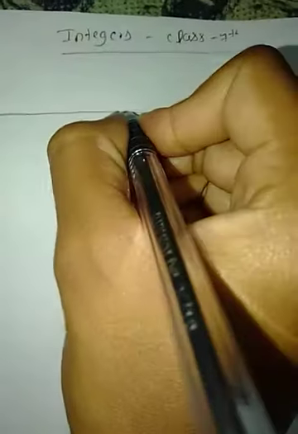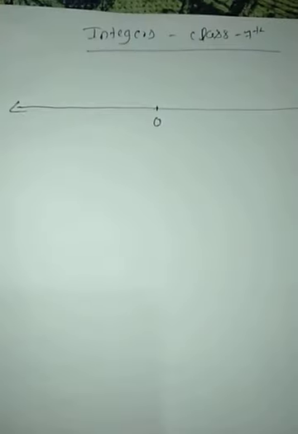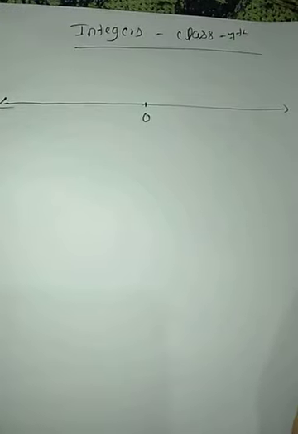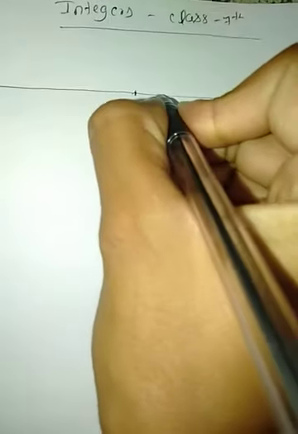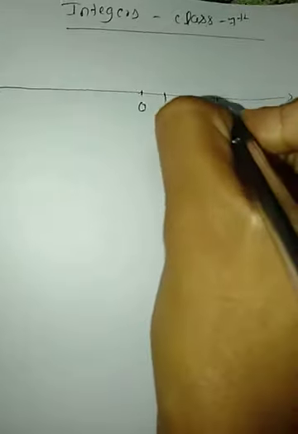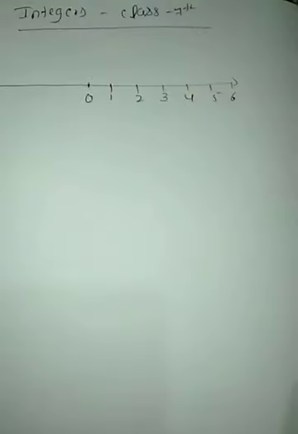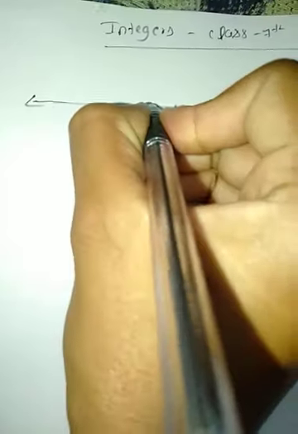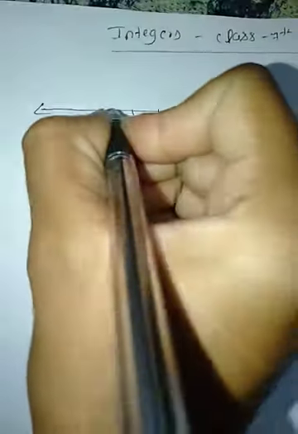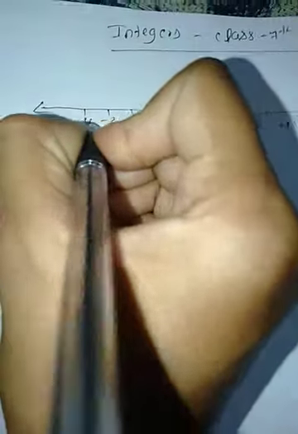This is the number line. This is the reference point 0. The right side of the 0, all numbers are positive. You know that. Those are 1, 2, 3, 4, 5, 6, and so on. Left side of the 0, all numbers are negative. Those are -1, -2, -3, -4, -5, and so on.